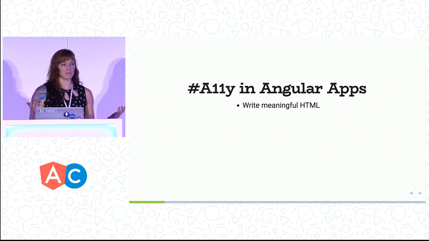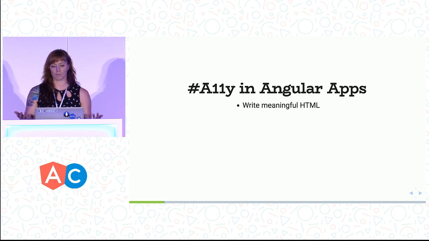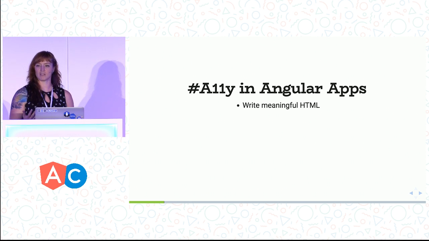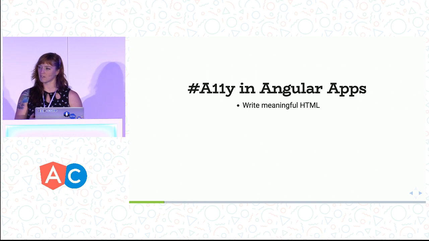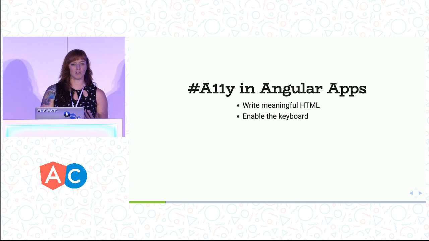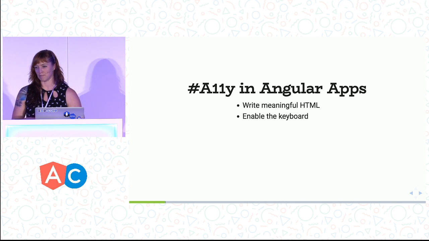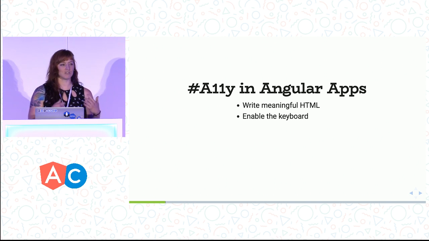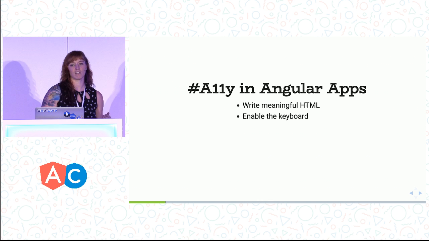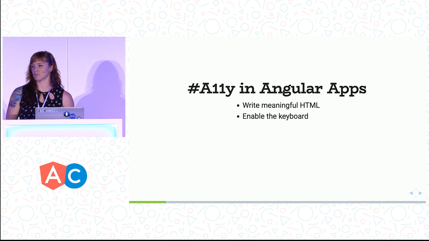First up, write meaningful HTML. Pretty basic thing, but somehow we forget that. So write meaningful HTML because the semantics in your websites and applications matter for people who use screen readers, and we'll talk a little bit more about that. Enable the keyboard. So guess what? My number one testing tool? Tabbing with the keyboard. You want to just do a quick check and make sure that you can reach and operate all of the controls in your application, because that means that someone who can't use a mouse will then be able to operate your application.